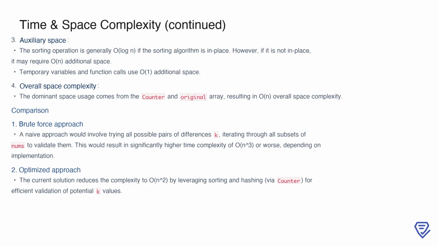O(n) space complexity. When comparing this to a brute force approach, the naive method would involve trying all possible pairs of differences k and iterating through all subsets of nums to validate them. This would result in a much higher time complexity, potentially O(n cubed), or worse. Our optimized approach, on the other hand, reduces the complexity to O(n squared), by leveraging sorting and hashing through the counter to validate potential k values efficiently.